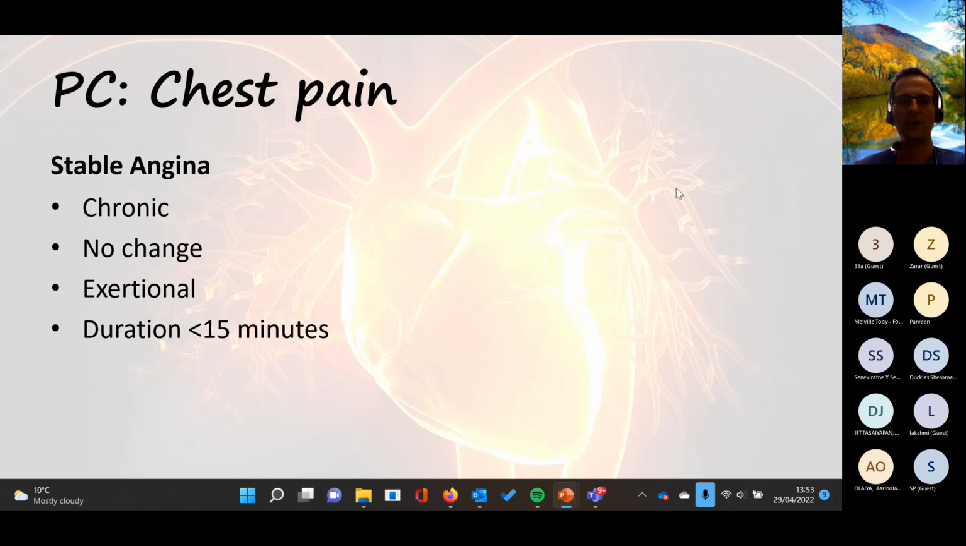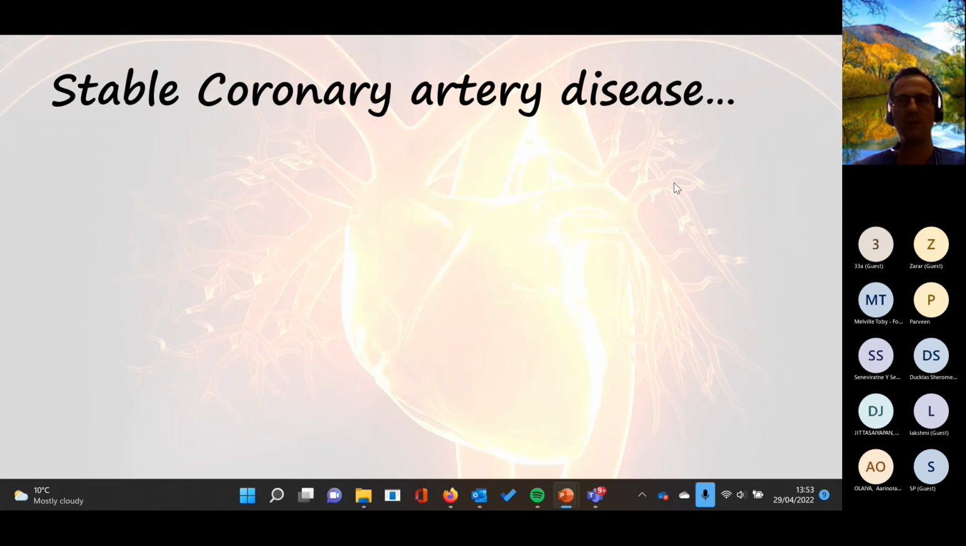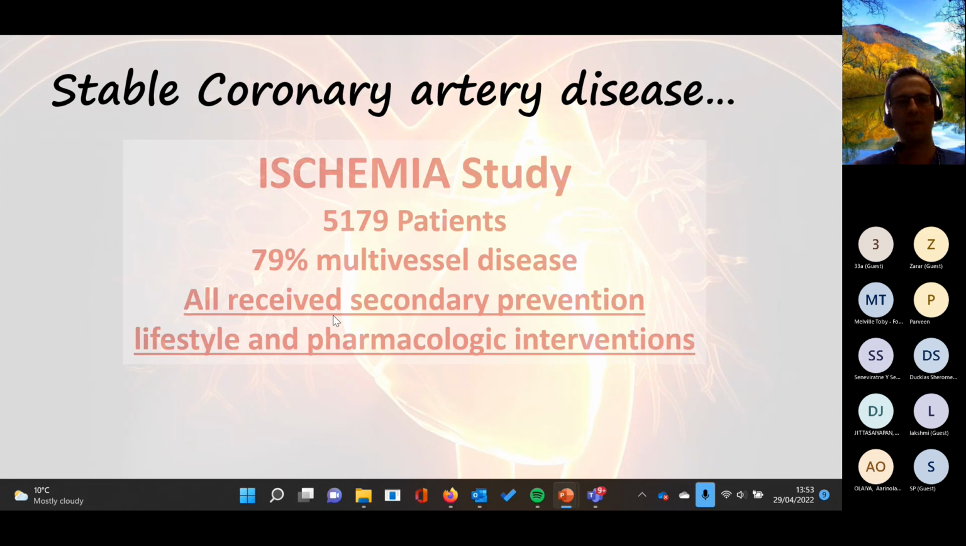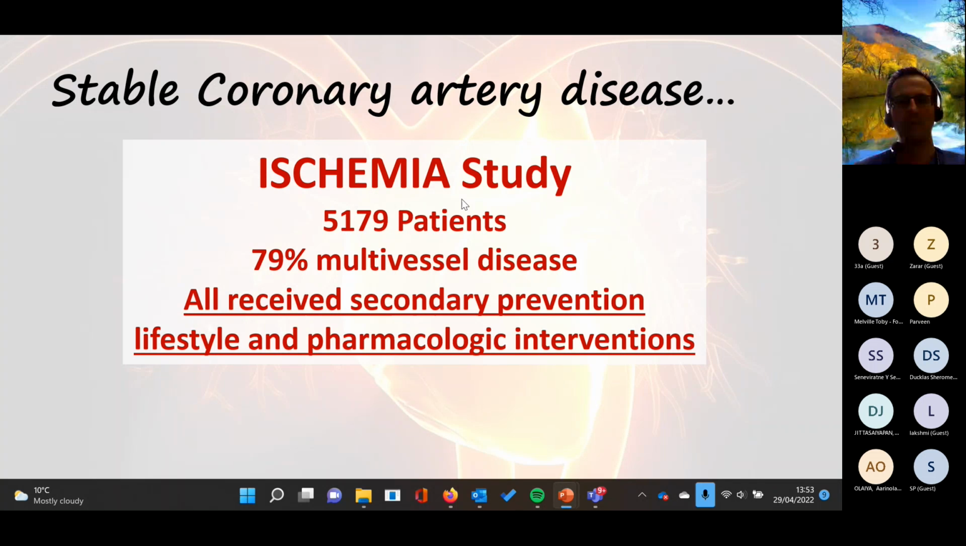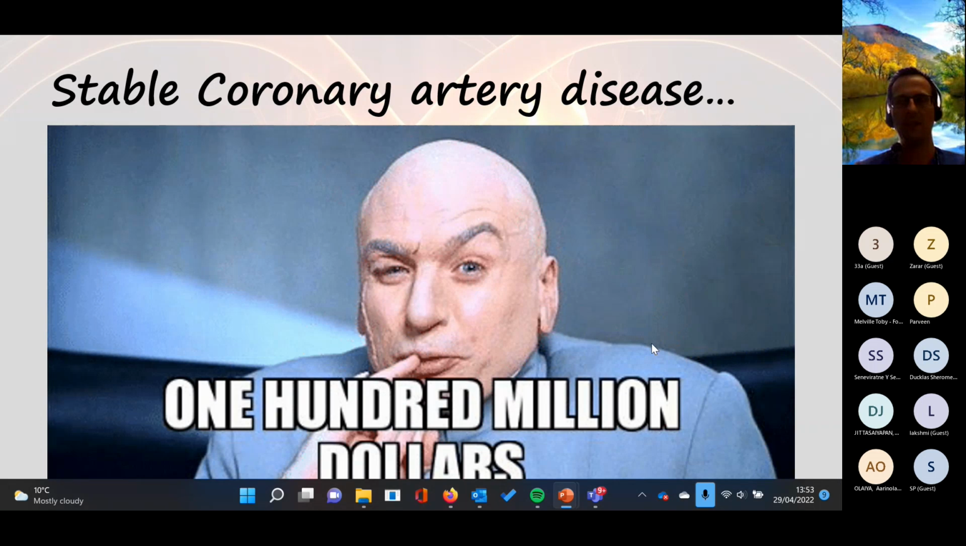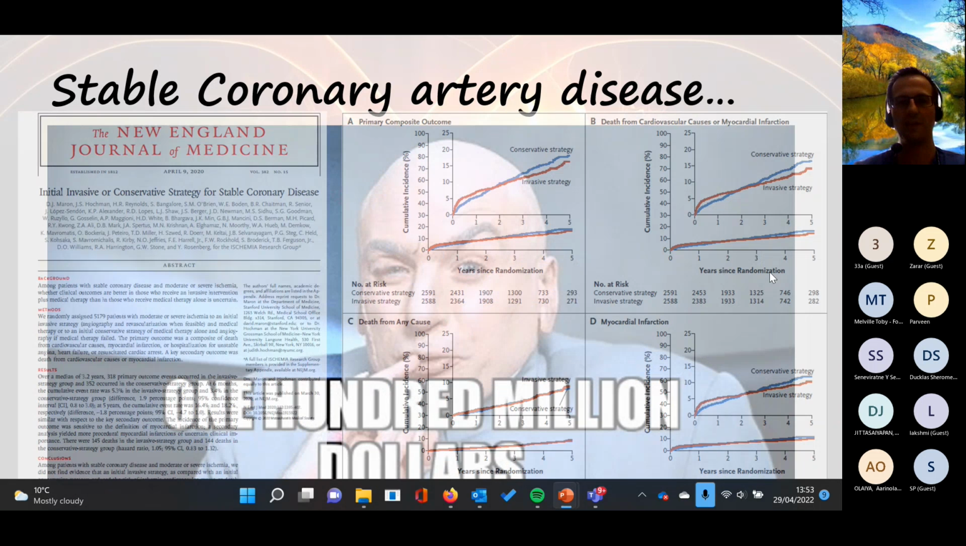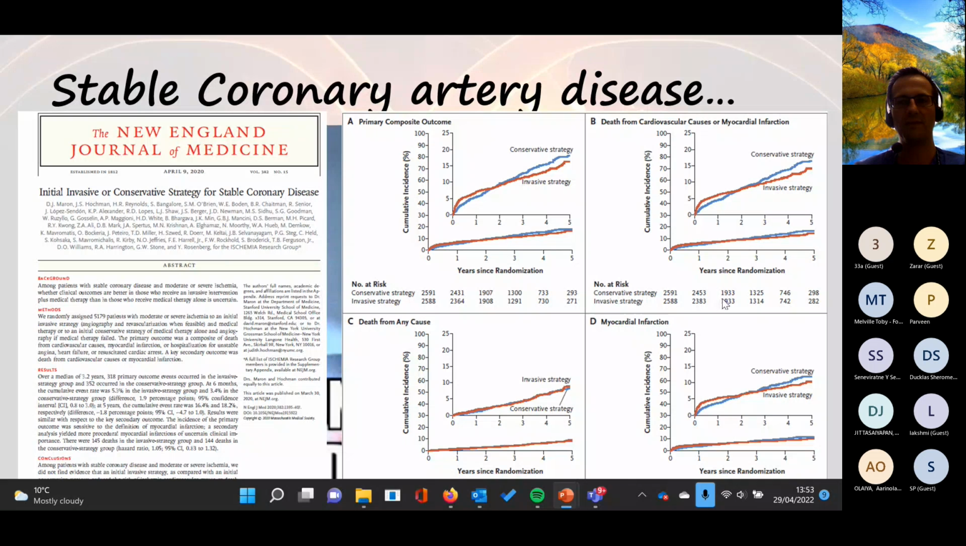We've talked about stable angina. If you have stable angina, then we know from a series of large studies, and particularly the ISCHEMIA trial, which had in 80% of their 5,200 patients more than one artery that was severely stenosed. They spent $100 million on this trial, and they found that there was no benefit to doing coronary angiography and stenting versus just conservatively managing the patients with good statin, blood pressure control, lifestyle, etc.